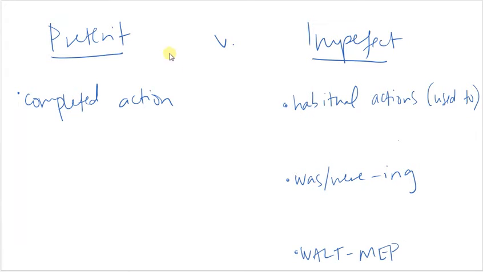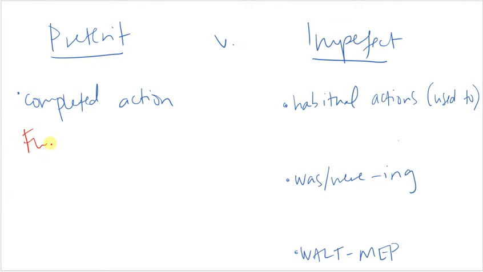So now we have to decide when to use each form, and this part is definitely the tricky part. Sometimes it's easier to know when to use the preterite because there are a lot of reasons why to use the imperfect, and really there's basically one reason to use the preterite, and that's because it's a completed action. It's something that we know happened. We know that it's over.